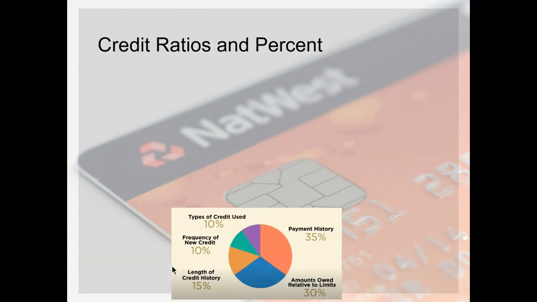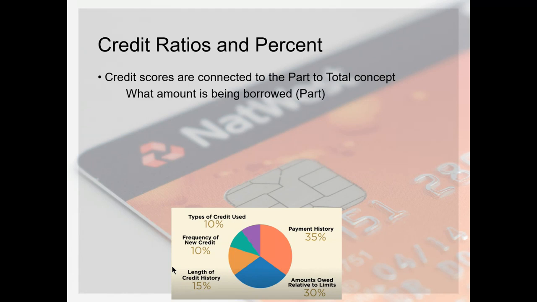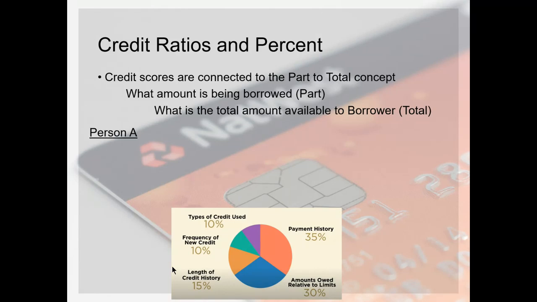So we look closer at the credit ratios, and most commonly we look at credit ratios as a percent. Credit scores are connected to the part-to-total concept that we have learned in middle school already. What is the amount that is being borrowed? How much money is actually being used? That is the part. And what is the total amount available, or the limit that is available to the borrower? So the max, if they borrowed 100%, how much could they borrow?